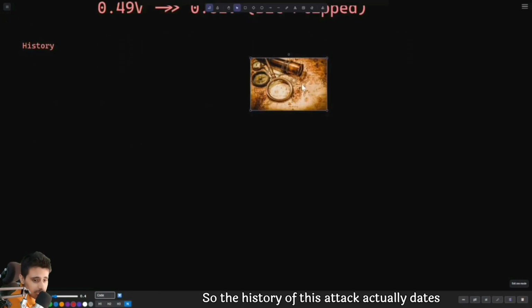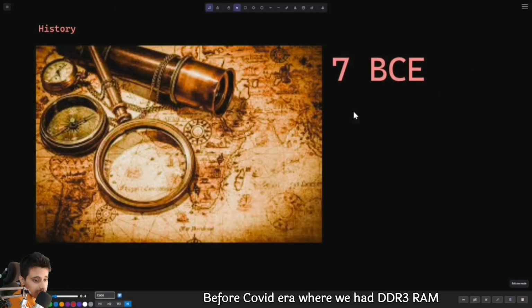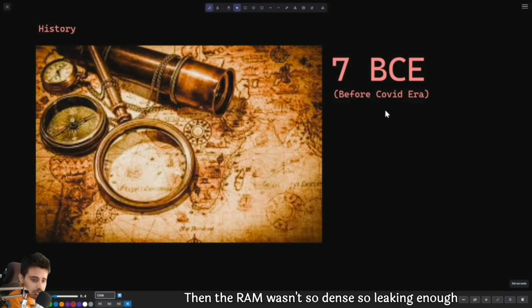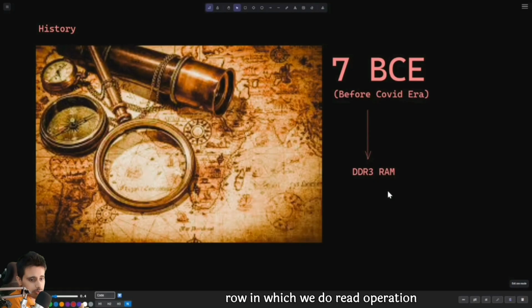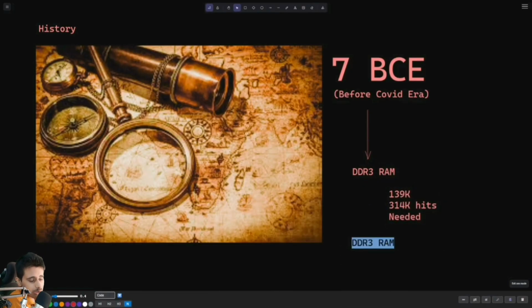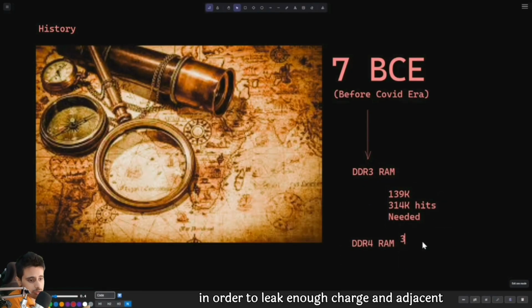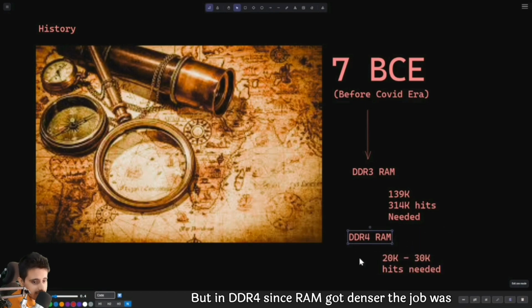The history of this attack actually dates back to 7 BCE, before the COVID era, where we had DDR3 RAM. Then RAM wasn't so dense, so leaking enough charge through an aggressor row, meaning the row in which we do read operations aggressively, needed a lot of hits, like 139K to 314K reads, in order to leak enough charge into the adjacent row to flip the bit. But in DDR4, since RAM got denser, the job was done in 20K to 80K.